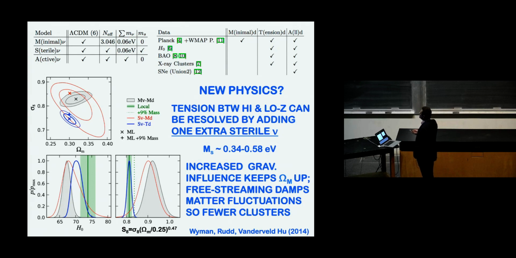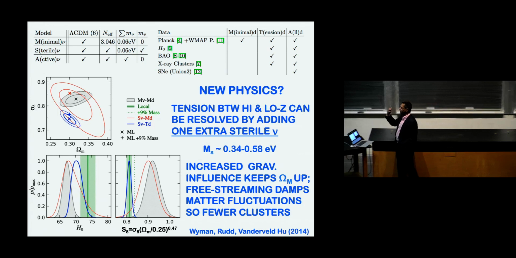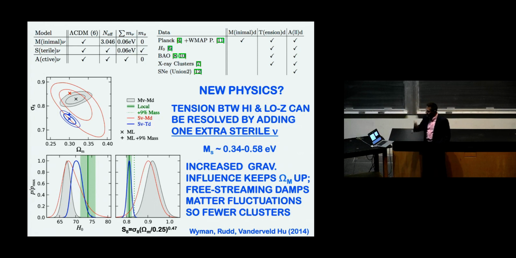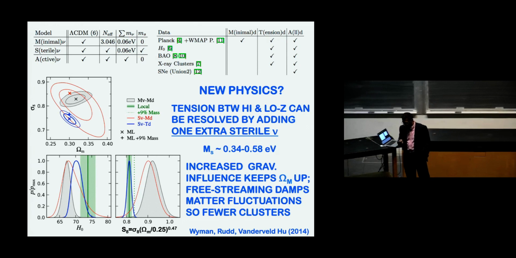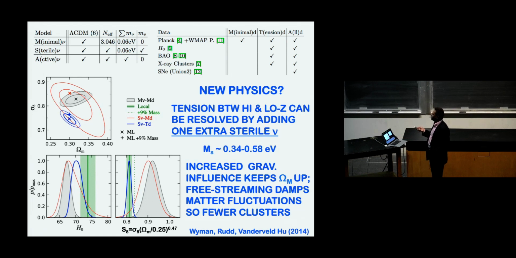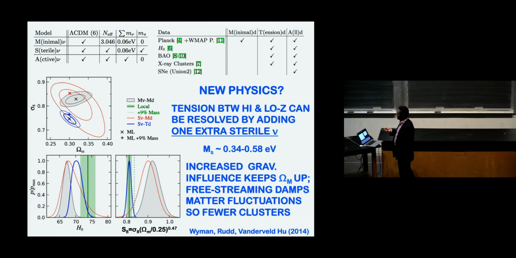You can actually resolve the tension between the high redshift and the low redshift results. Remember, the microwave background, if you take it at face value, is giving us a measure of the state of the universe at high redshift, at 380,000 years after the Big Bang. The large-scale structure is giving us the state of the universe today. And so one way to address this problem is to introduce one extra sterile neutrino whose mass is somewhere between 0.3 and 0.6 eV. And that essentially moves a lot of the curves over.